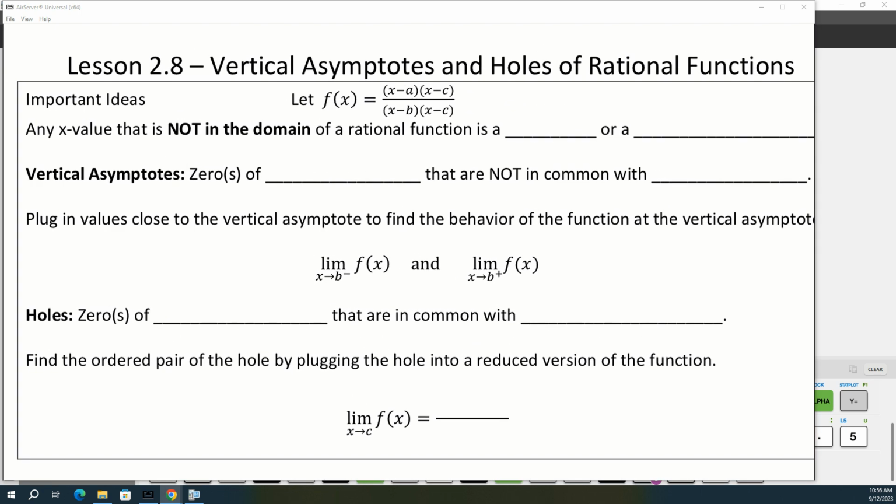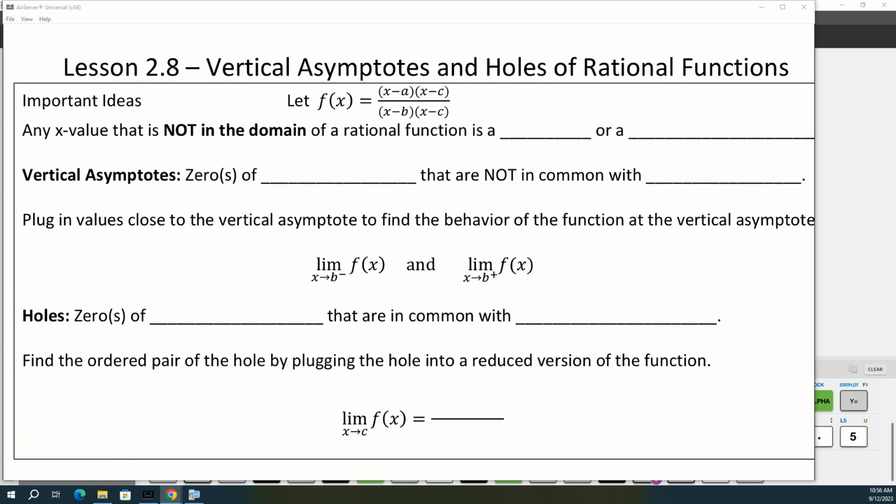Okay, so anytime an x value is not in the domain of a rational function, then the graph is either going to have a hole there or the graph is going to have a vertical asymptote there. So domain is what we did yesterday. And then today we're going to decide which one of those things it is and actually find the ordered pair of the hole.